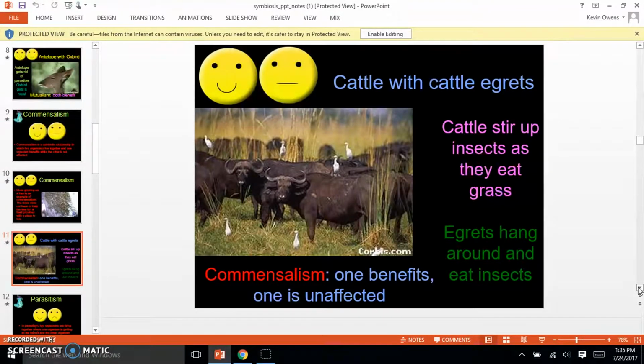Here's the cattle with cattle egrets. Cattle stir up insects as they eat grass. Egrets hang around and eat insects. One benefits, one is unaffected. This can also work as a mutualistic relationship.